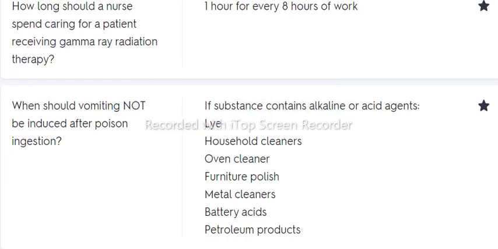How long should a nurse spend caring for a patient receiving gamma ray radiation therapy? 1 hour for every 8 hours of work.